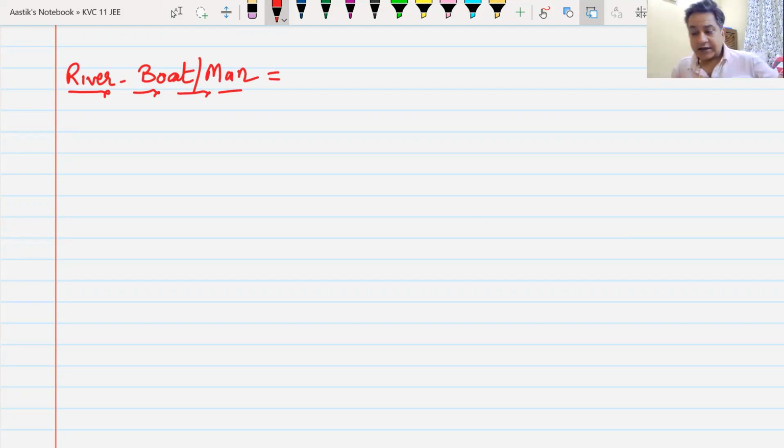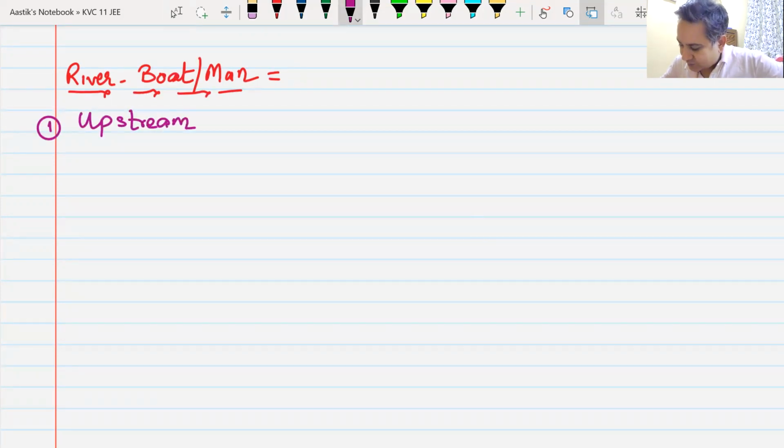Now again, I can divide this problem into two different classes. The first class is very simple. It is upstream downstream problem. And these are the simplest problems. Upstream downstream problems.